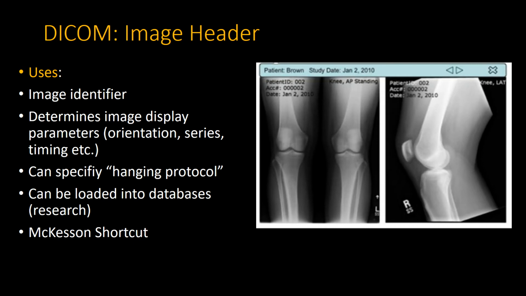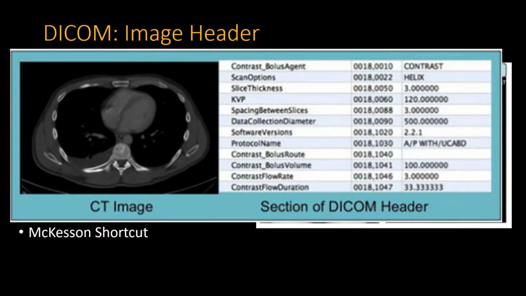It can be loaded into databases for research. So if you want to look at all, like, left knee radiographs or something like that, you can search based off of DICOM headers and databases. And again, I create a shortcut myself, especially on outside studies that we're reinterpreting. Sometimes I'll bring it up to see what type of contrast was given and other imaging parameters. Here's an example of a DICOM header. It tells you contrast was given, how the scan was acquired, what the slice thickness is, KVP, and other imaging elements that were utilized.